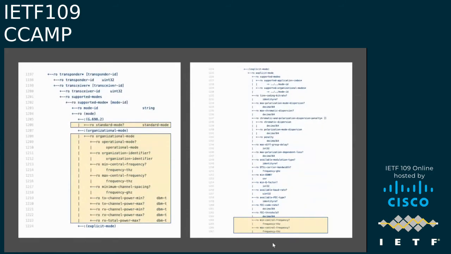Unfortunately, I was not able to fit the whole model on the right side, so just focusing on the frequency for now. Take it as an example, for illustrative purposes. Basically, we have the min-max frequency defined on two branches of the model, in the organizational mode and in the explicit mode. Next one.